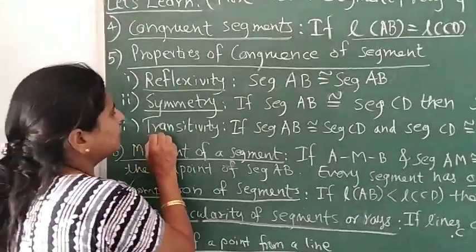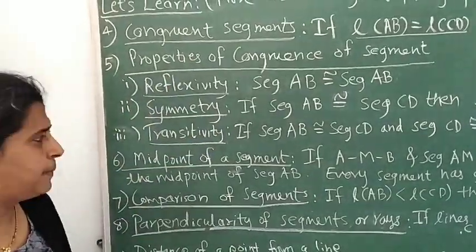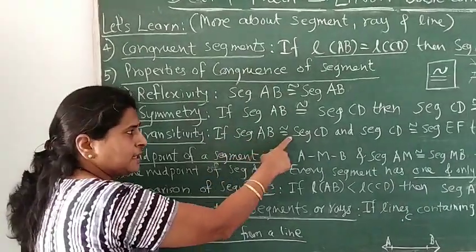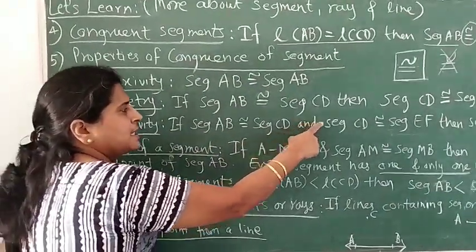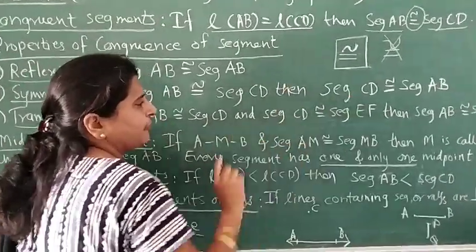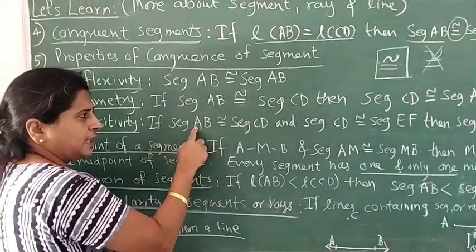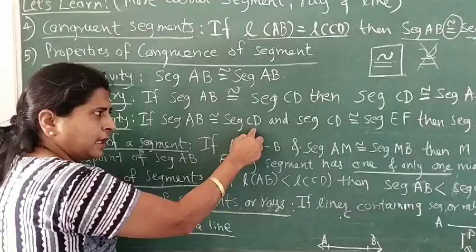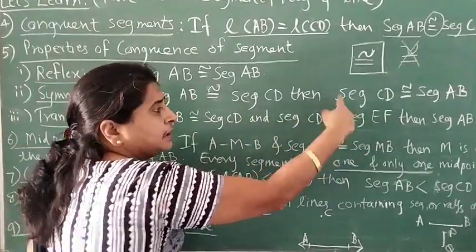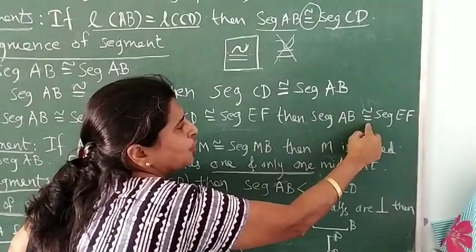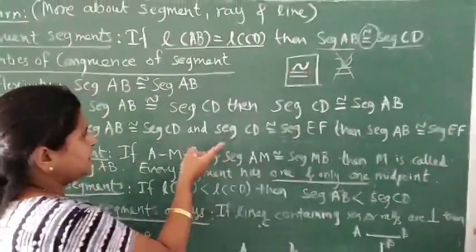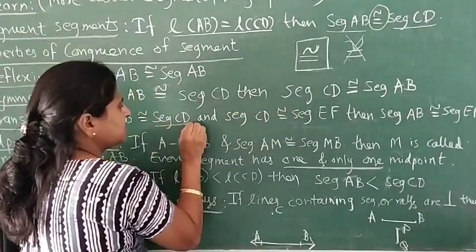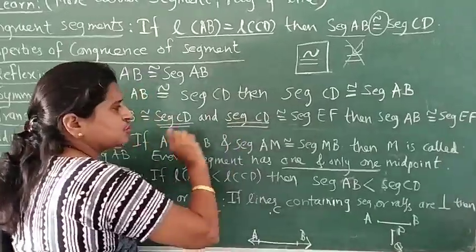And this is the third property related to congruence of segments, and it is transitivity. What is this transitivity property? If segment AB is congruent with segment CD and segment CD is congruent to segment EF, so here we can see that there are three segments, AB, CD and EF. If the first segment is congruent with the second and the second is congruent with the third, then what? Then segment AB is congruent with segment EF. Here the second segment is common between these two pairs.